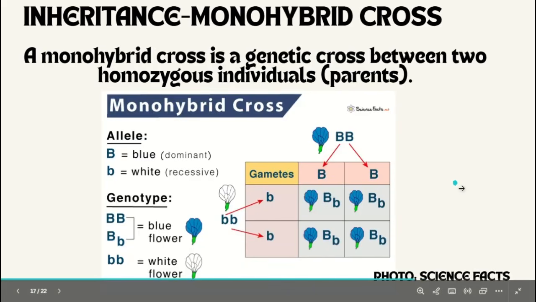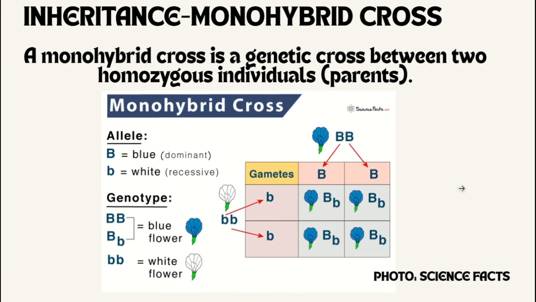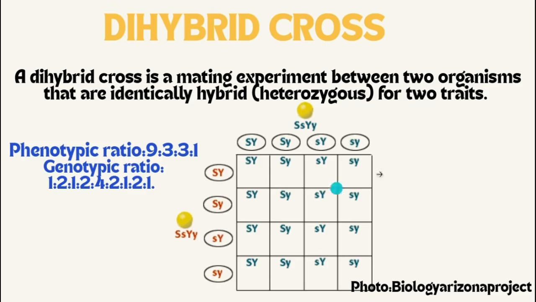So as you can see, the first generation is usually very simple, everything 100%. So you're going to end up with 100% heterozygous. You're also going to end up with 100% of the dominant trait, which in this case was blue flowers.